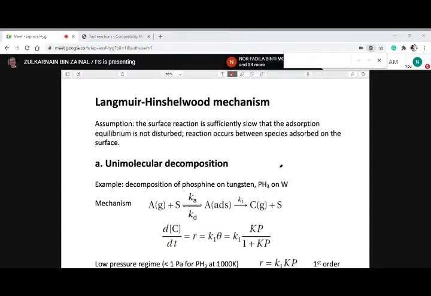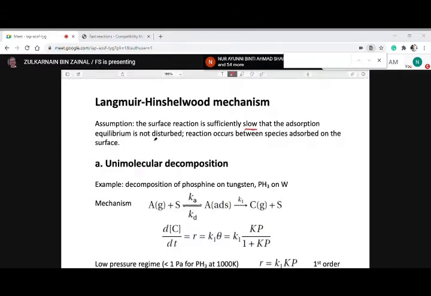Okay, so let us move on now to some mechanisms of the surface reaction. This is the Langmuir-Hinshelwood mechanism. The assumption of this mechanism is that the surface reaction is sufficiently slow that the adsorption equilibrium is not disturbed.